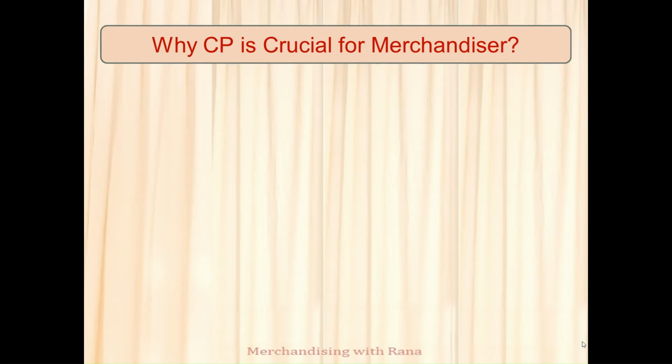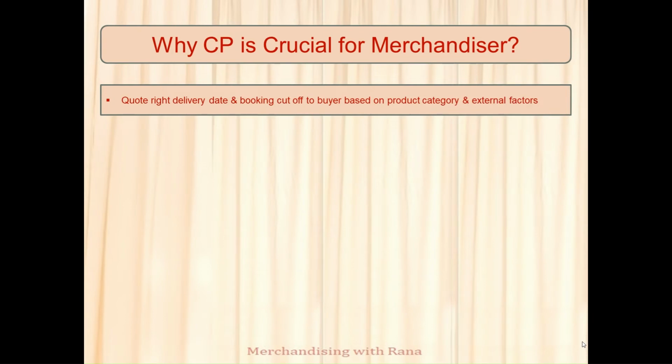Why CP is crucial for merchandiser? Actually, merchandising is mainly a supply chain process. So everything should be in right time to avoid shipment delay. Any event delay will impact on production plan, which leads to late delivery. So to code the right delivery date and booking cutoff to buyer based on product category and external factors. Product category means jersey, sweater, lingerie, woven, lead time will be different. External factors like any holidays, weekend, port congestion, yarn lead time, etc.